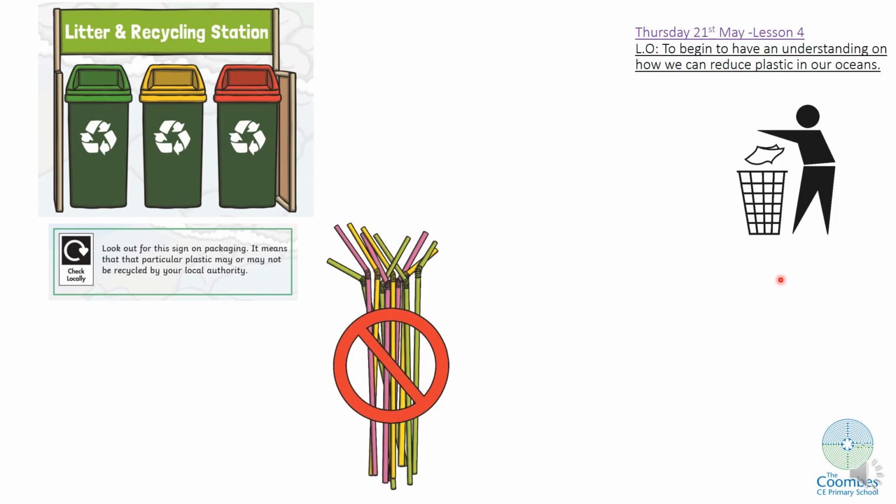The other thing that we can do is to say no to single-use plastic. So there are some things that we use in our world that we can say, no, I'm not going to use that because it can only be used once. And one of those things is straws. So plastic straws, we use them in our cartons, we use them in our milk at school. And we can think about saying, no, I'm not going to use these straws because they can only be used by one person and they can only be used once. So we can look at finding other ways of drinking that liquid.